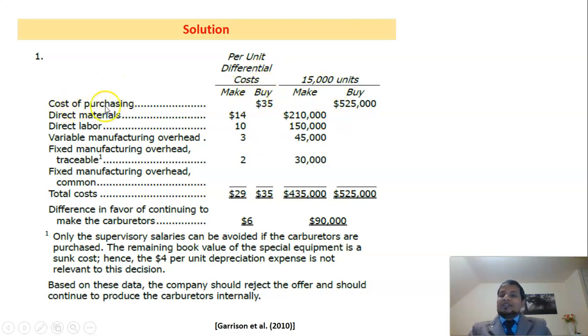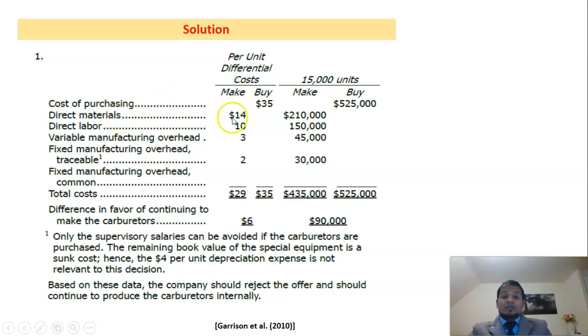what will happen if they make and if they buy. So the cost of purchasing, if they buy, is 35 per unit. And for 15,000 units, what would be the cost? 35 times 15,000, so 525,000 would be their total buying cost if they buy from the outside supplier. And what will cost them? What's the relevant cost of making those carburetors?